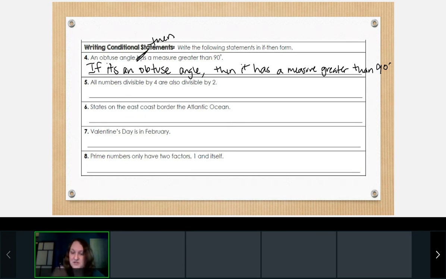So Nishmia, what you just put in there is actually our converse, which we're going to talk about in a little bit.